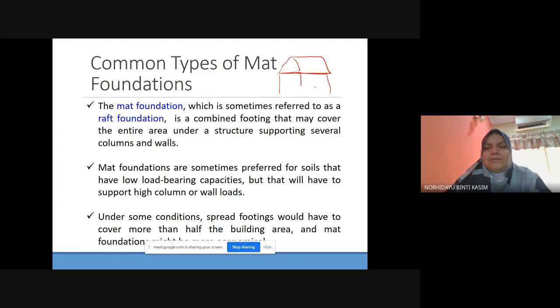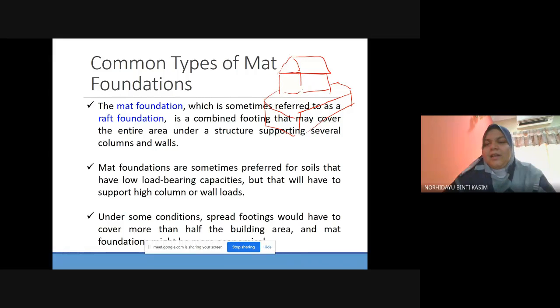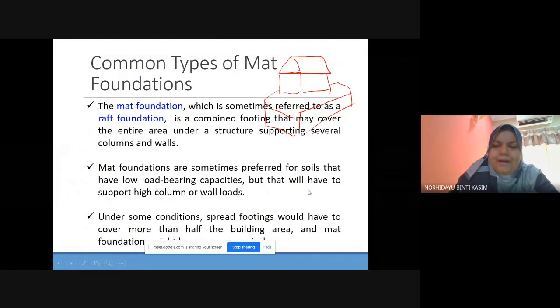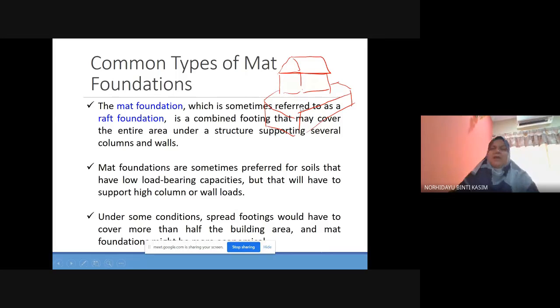So this is your guard house. Okay, so you can have a mat foundation to hold your entire structure, the wall and the column. Mat foundations are sometimes used where the soil has low bearing capacity. This one I already mentioned, but that will have to support high column loads. So this structure will support very high loads, because it supports all the loads from the structure.